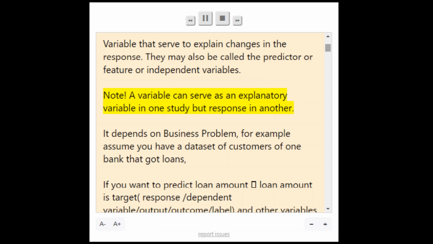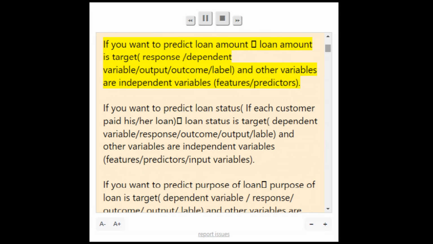Note: a variable can serve as an explanatory variable in one study but as a response in another. It depends on the business problem. For example, assume you have a data set of customers of one bank that got loans. If you want to predict loan amount, loan amount is the target, response/dependent variable/output/outcome/label, and other variables are independent variables, features/predictors.